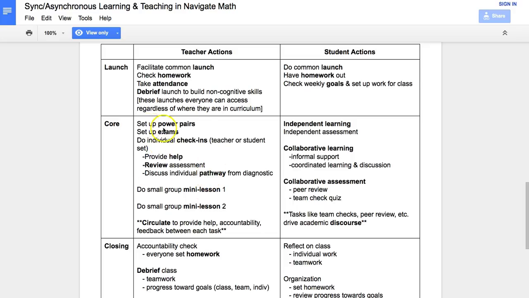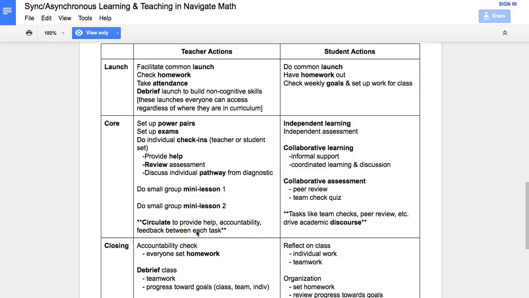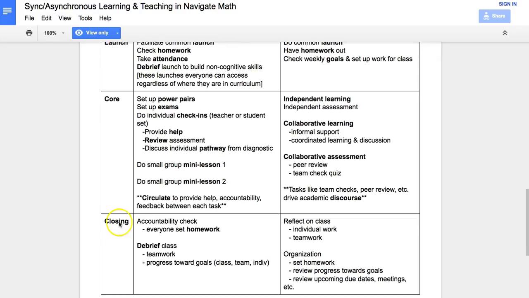While this is going on in between various different tasks, the teacher will get up and circulate to provide help, hold students accountable, and give feedback. Finally, the teacher will plan for closing, making sure everyone can set their own homework, and will debrief the class on process, whether with respect to working in teams or individuals, and how they did with respect to their goals, either as a class or a team or individuals, over the course of the period.